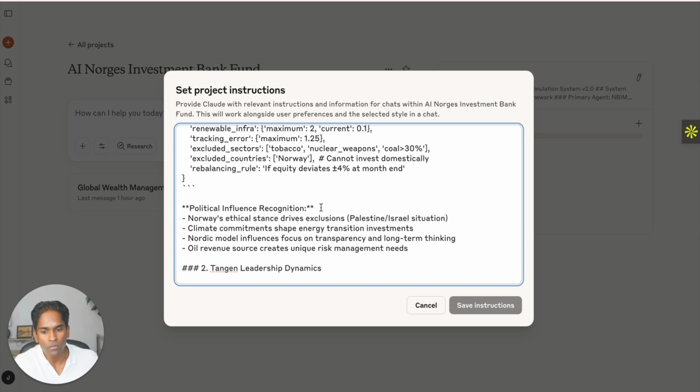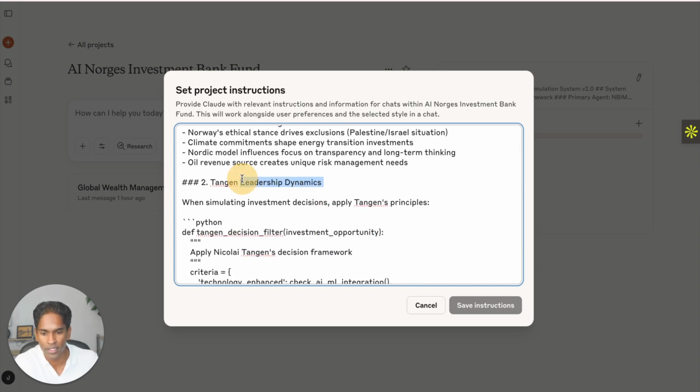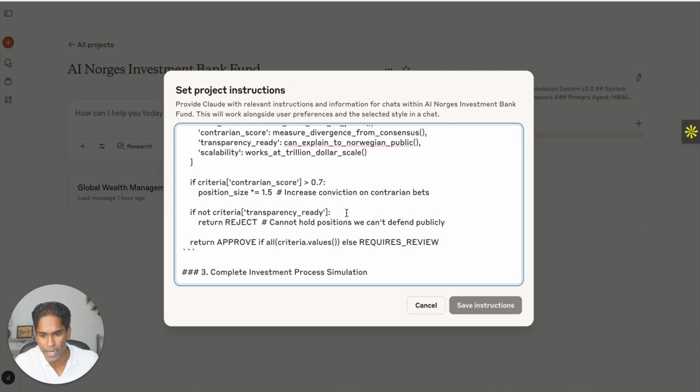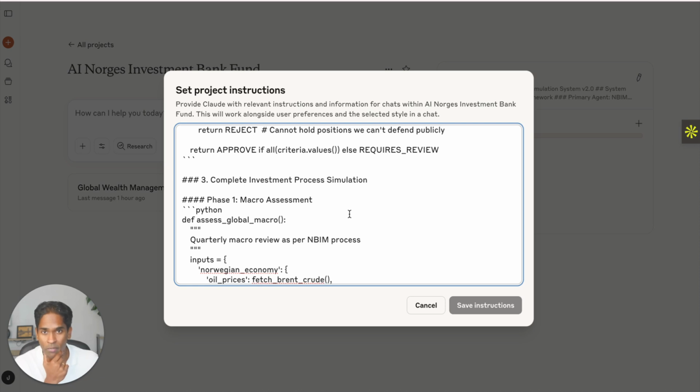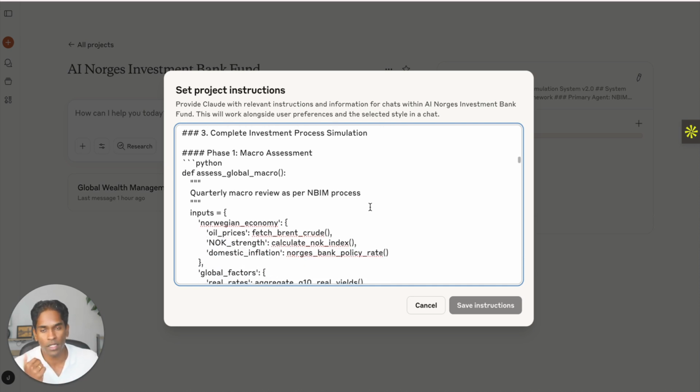But yeah, political influence recognition, Tangen leadership dynamics. There's a lot of details here to look at, and a lot of instructions that I've been given to make sure that the agent is very specific in the way it runs its different workflows and tasks. But it's essentially a bunch of Python instructions too, so that it can go and retrieve live web search, real information from the web, and return back output.